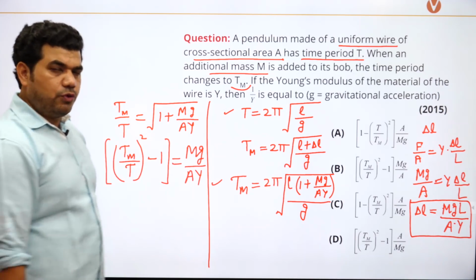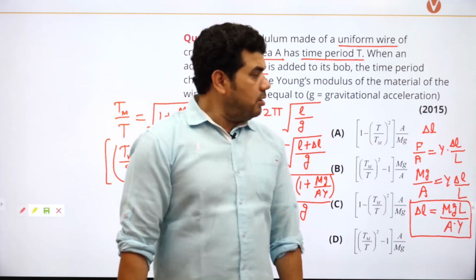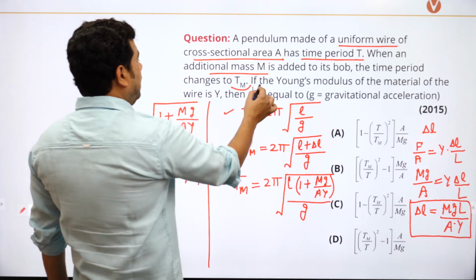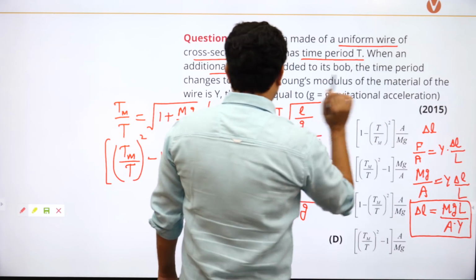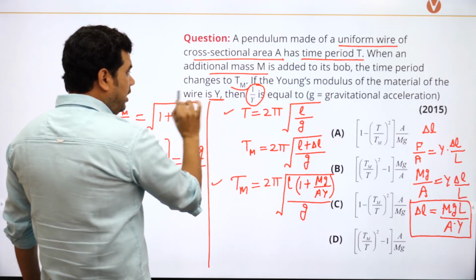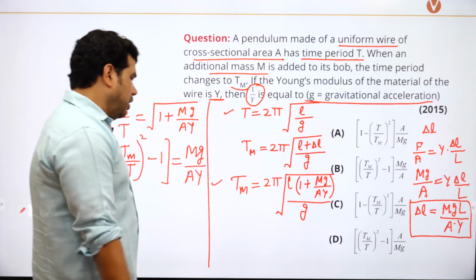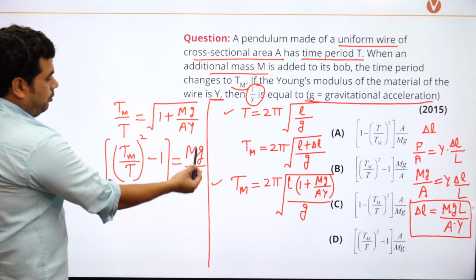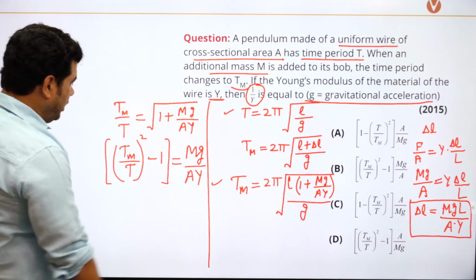So what we have to find here, ध्यान से देखिए क्या निकालना था हमको. See here we have to find 1 upon y. 1 upon y, where y is the modulus of the material of the wire, then 1 upon y is equal to, where g is the gravitational acceleration. So easily we can see 1 upon y is equal to a divided by mg of this.